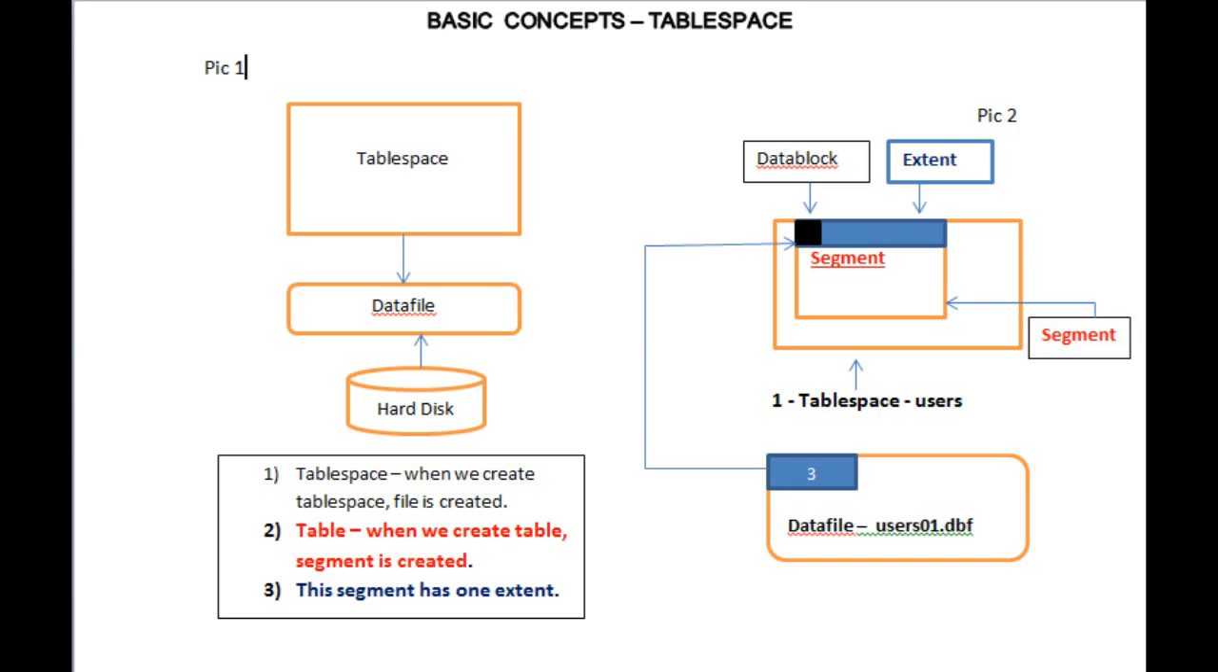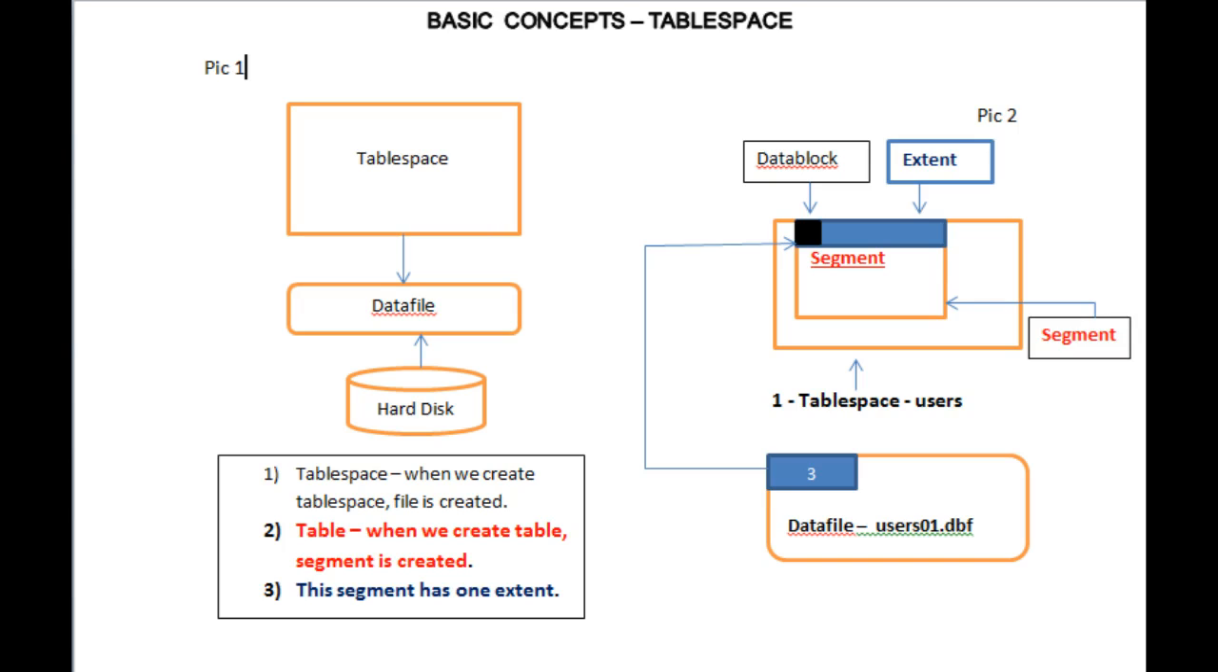So far so good. Okay, now let me ask you a few questions. When we create table space, what is created? Data file. Yeah, you are right. And when we create table, what is created? Segment. And what's extent?